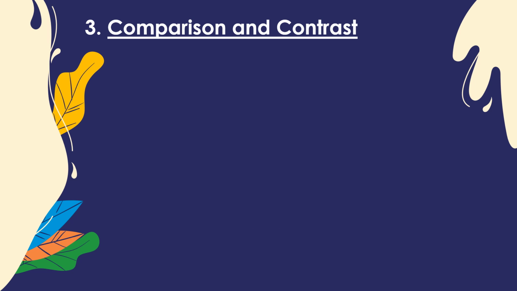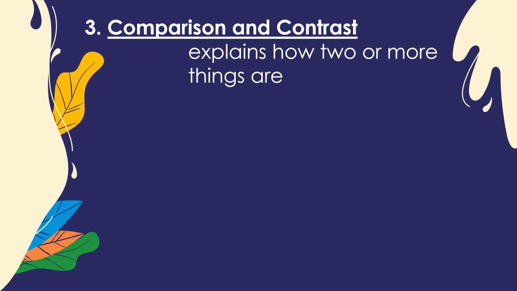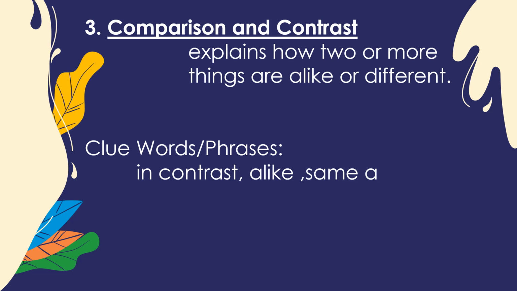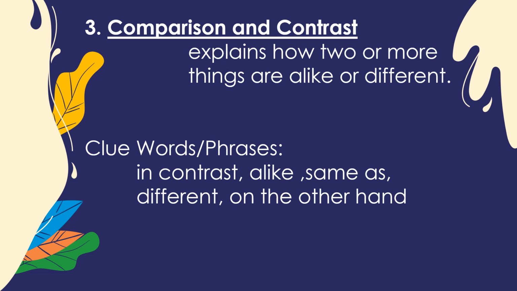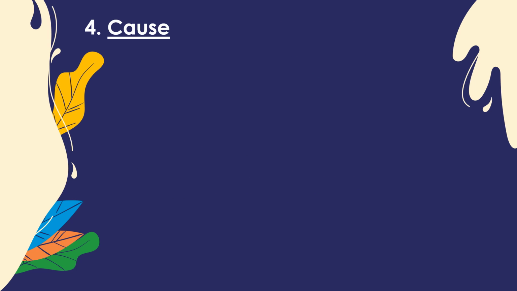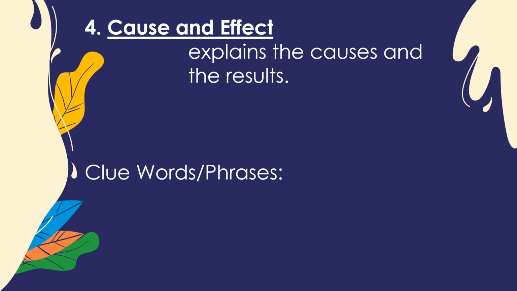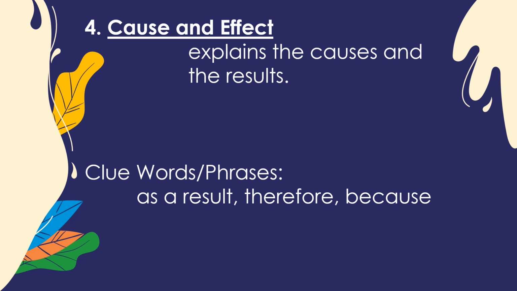Number 3, comparison and contrast. Explains how two or more things are alike or different. The clue words or phrases are in contrast, alike, same as, different, and on the other hand. And for number 4, cause and effect. It explains the causes and the results. The clue words or phrases are as a result, therefore, and because.